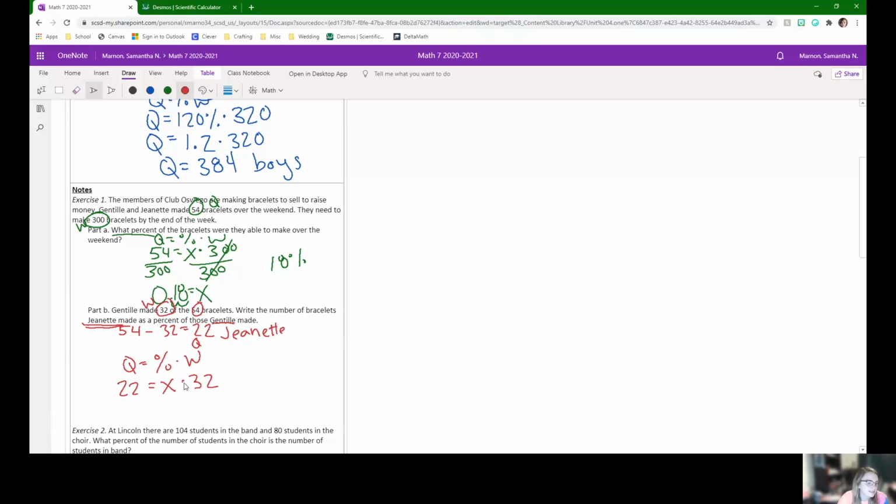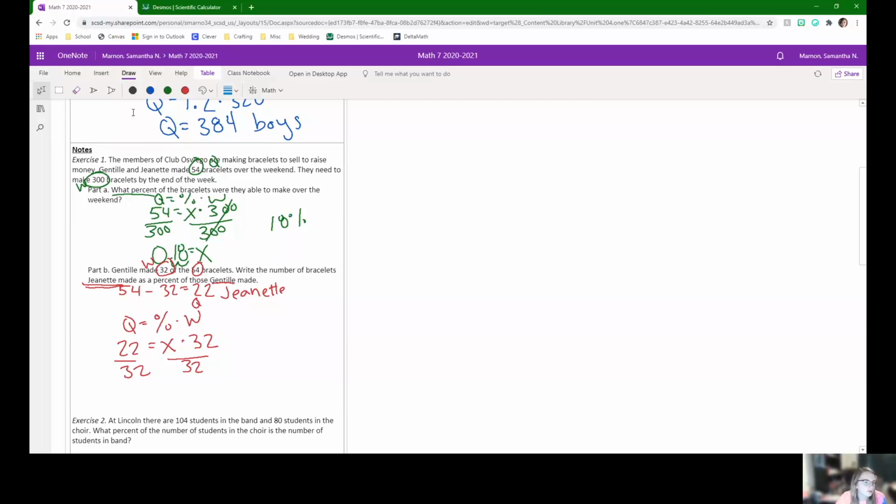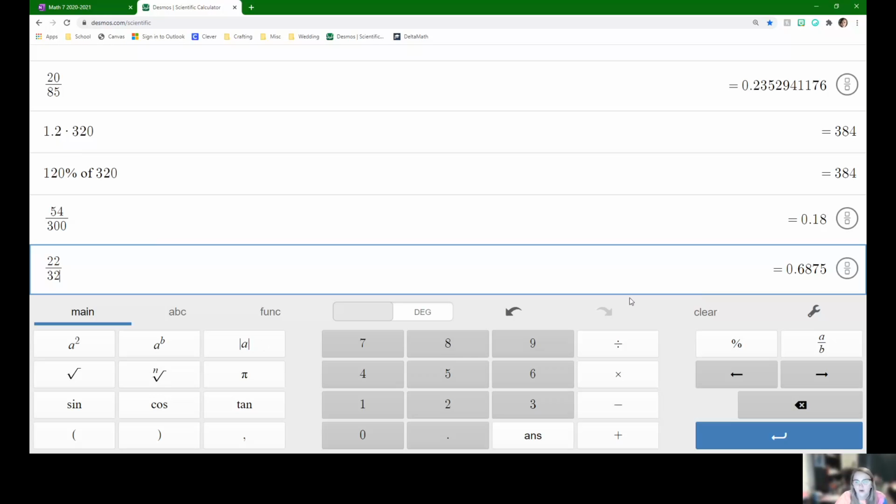Okay, so this is times 32, so we need to do the opposite, which is divide by 32. And if I do it to one side, I need to do it to the other. So on the other side, we're going to have 22 divided by 32. So on this side, 32 divided by 32 is just 1. 1 times X is going to leave us with X. 22 divided by 32, we need to type on a calculator. 22 divided by 32, we got 0.6875.